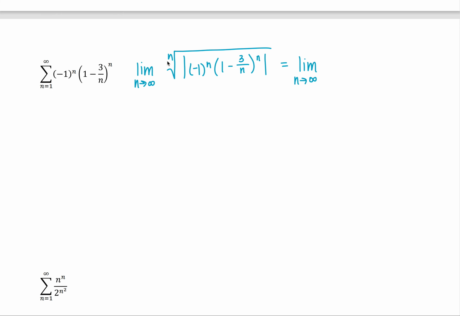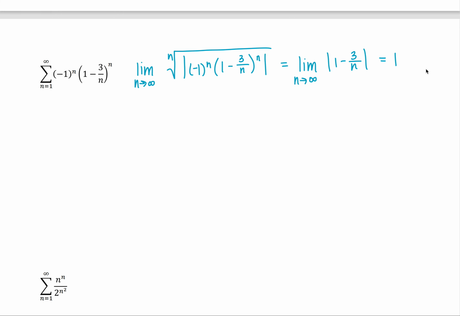So the nth root of the absolute value of 1 minus 3 over n to the nth power, the nth root and the nth power will cancel out, so we're just left with the absolute value of 1 minus 3 over n, I apologize. As n goes to infinity, this fraction is going to go to 0, so the limit here is just 1.